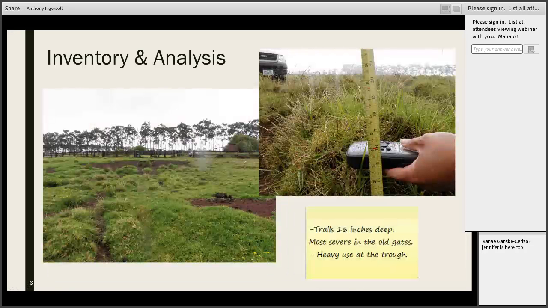While you're out in the field, you get some good pictures documenting these problems. Definitely that area around that one trough is very heavily impacted. There certainly appears to be maybe some compaction or some kind of off-site soil movement going on because that trough is really high and all around it is just all bombed. We go and we look at these animal trails, and they're up to 16 inches deep, and they're totally the most severe in the old gate areas, and the deepest ones are closest to that trough.